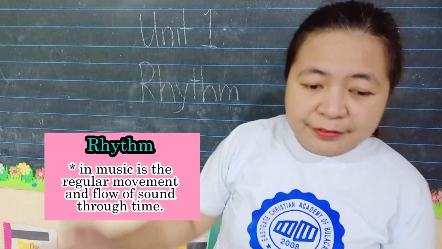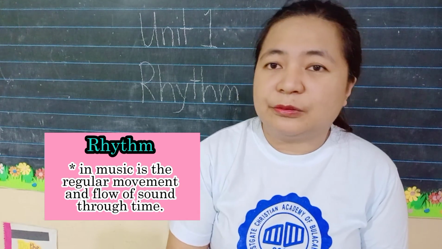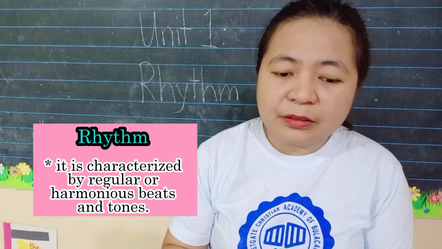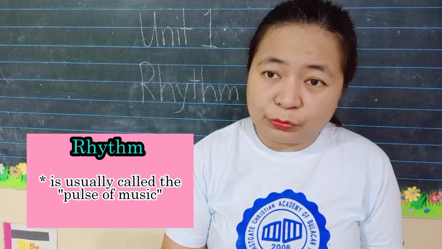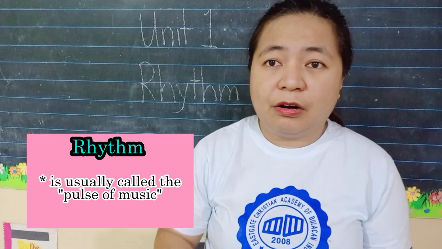And rhythm in music is the regular movement and flow of sound through time. It is characterized by regular harmonious beats and tones. Rhythm is usually called pulse of music.